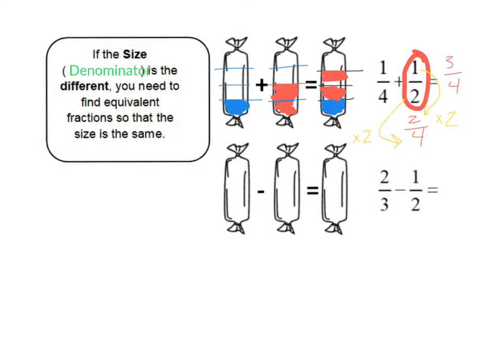Let me show you another one. Let's say I have 2/3. So I divided my candy into 3 sections, and I shaded 2 of those sections. And I need to subtract 1/2. So I'm going to take my second candy, divide it in half, and shade one of those sections.